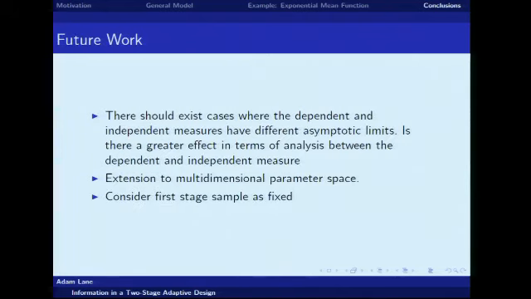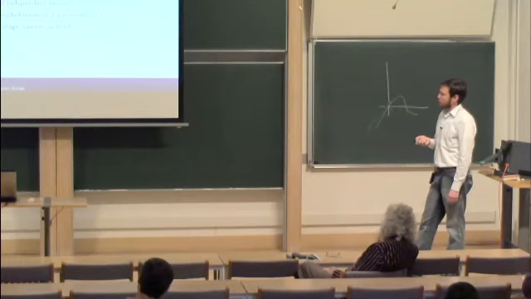Future work. This first one I find particularly interesting for our specific problem: there should exist a case where the dependent and independent measures have different asymptotic limits. In this situation, will this have a greater effect on the dependent and independent measure when you go to do analysis? You would think it would. The basic thing here is it might not even need this criteria. If you pick the probit or the logit or some other function, does that have a bigger effect on your analysis in terms of estimation?